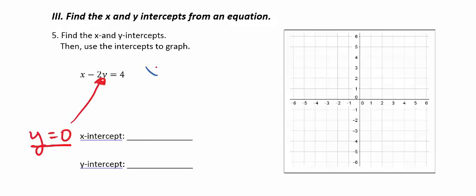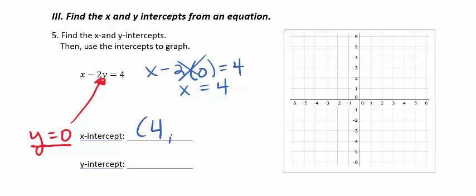So we have x minus 2, and then we're going to plug in 0 for y, and that's going to equal 4. Well, 2 times 0 is 0, so we just get x is equal to 4. And we can put that together as an ordered pair, and that would be the point 4, 0. I can go ahead and plot that point over here on the graph, and that would be my x-intercept.